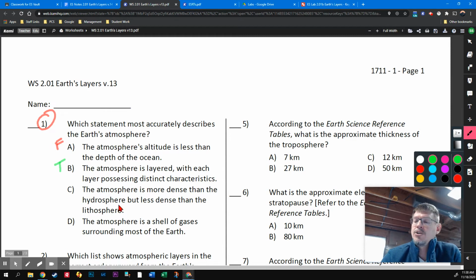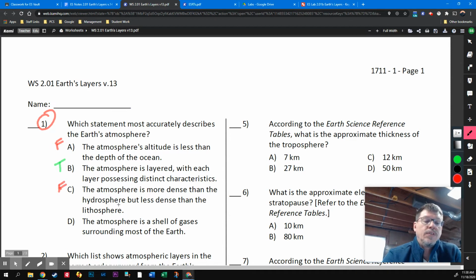So that's not a true statement. So that's false. The last one: the atmosphere is a shell of gases surrounding most of the Earth. All right, so I can understand how most people would see that and go, hey, that's a true statement. The little trick there is the word "most." The atmosphere is definitely a shell of gases, but it's definitely surrounding all of the Earth.